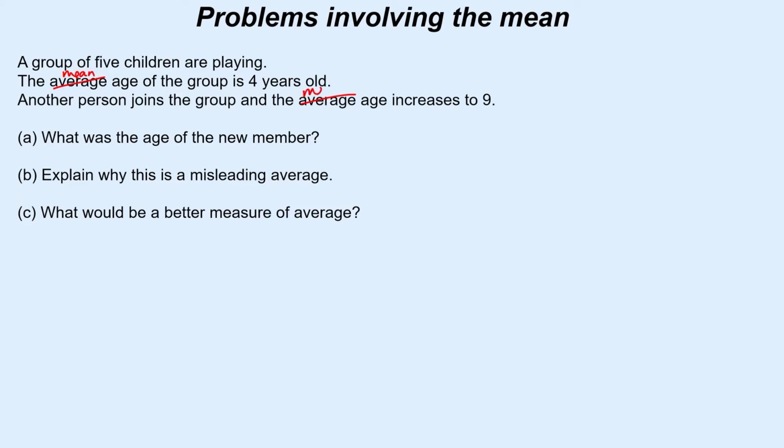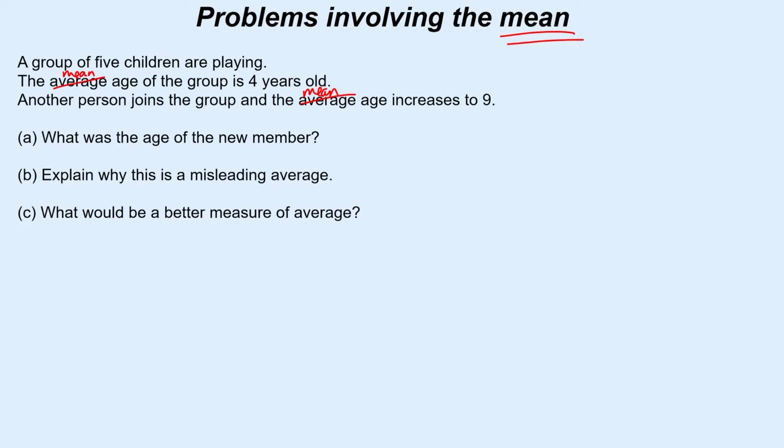So we're talking about the mean here. We're saying we've got 5 children playing, and the average age of them is 4 years old. That doesn't mean they're all 4. It means that one could be 5 and one could be 3, but it kind of balances out so that they all end up being 4 years old.